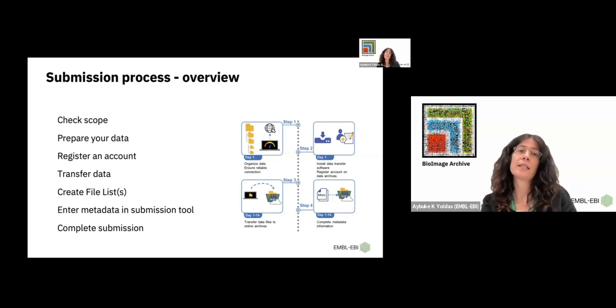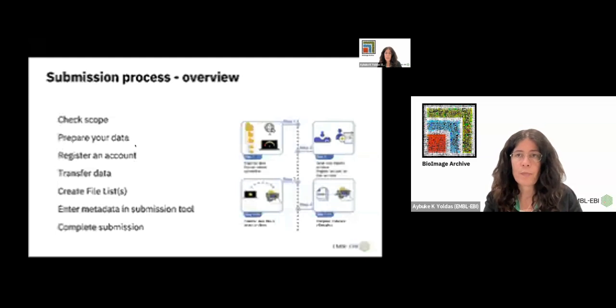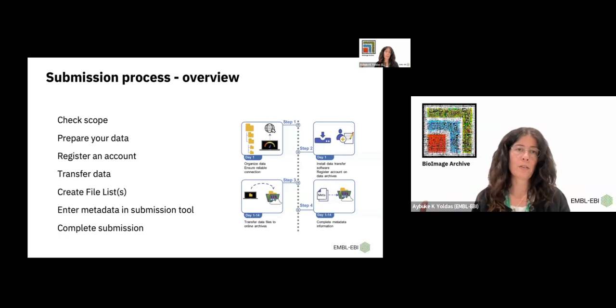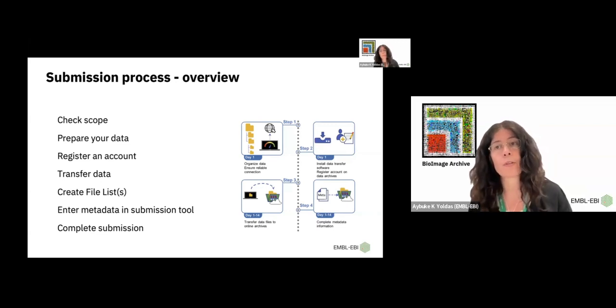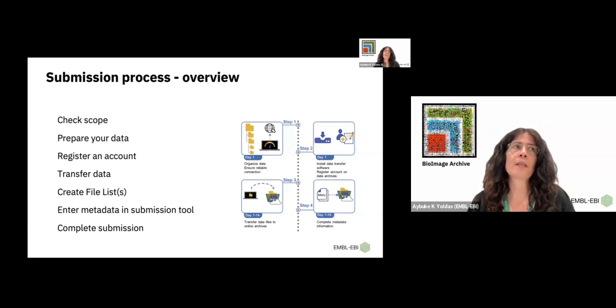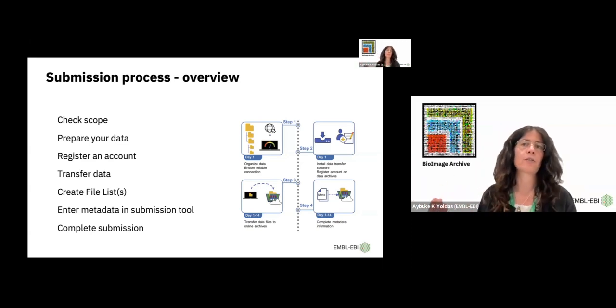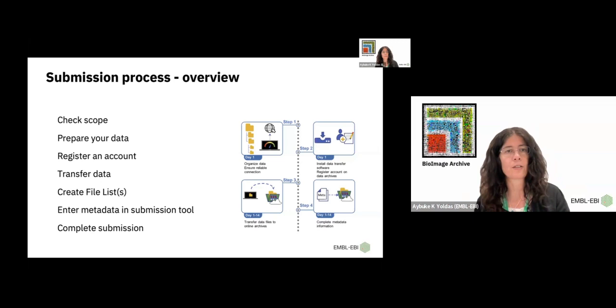The submission process is relatively easy and straightforward. You first check the scope. As I said, we need it to be associated with a publication. We don't accept any patient identifiable data. And there are some cases, for instance volume electron microscopy data or cryo-ET data, where the data needs to go to EMPIAR, which is another electron microscopy specific imaging archive at EBI.